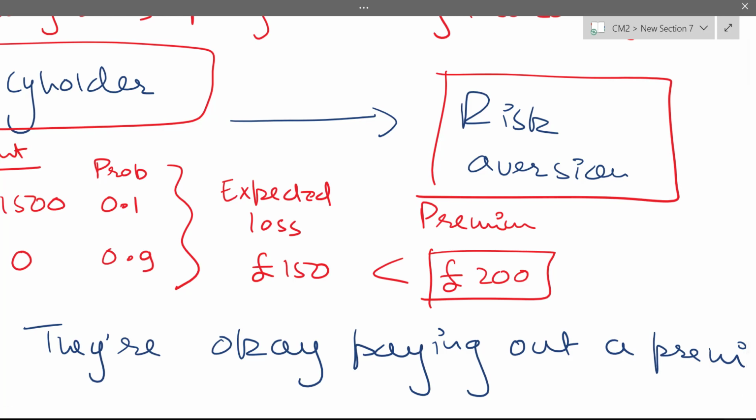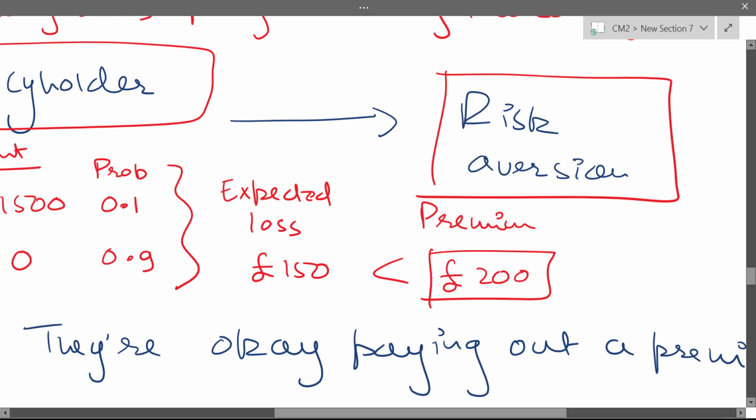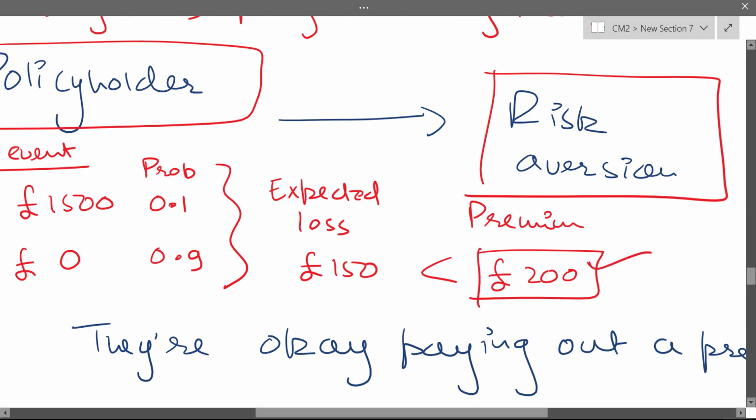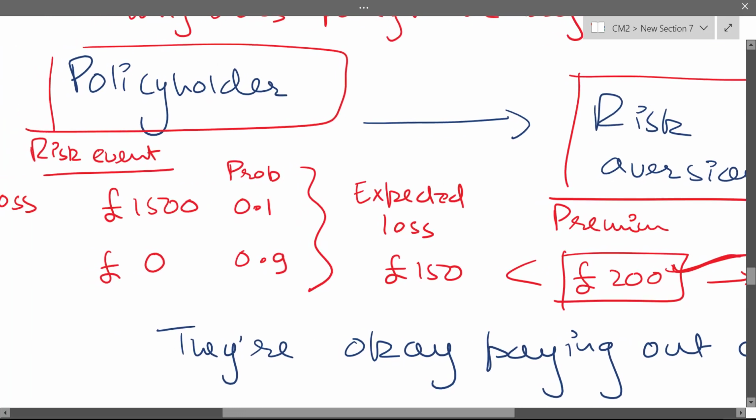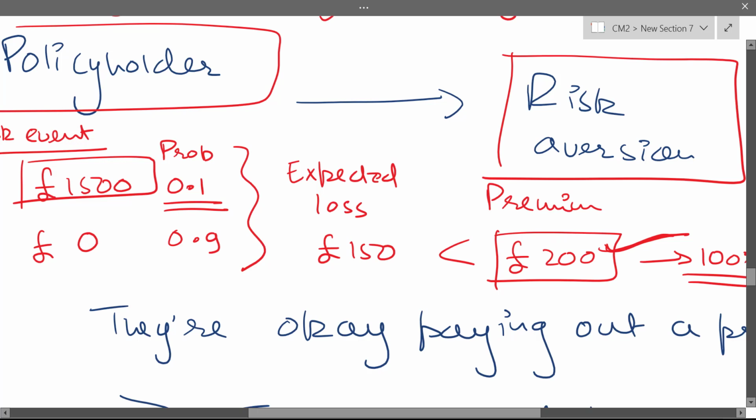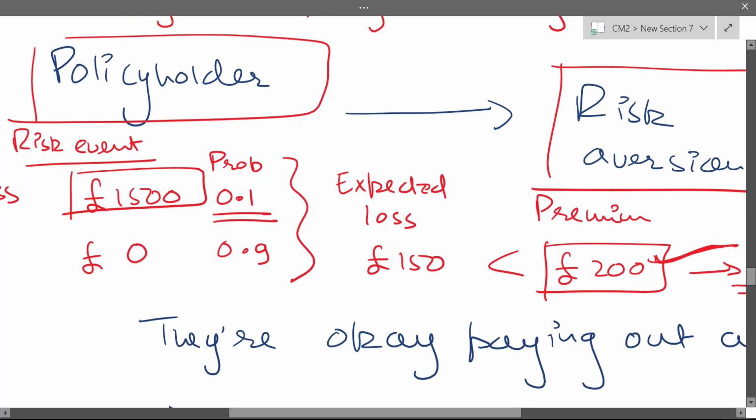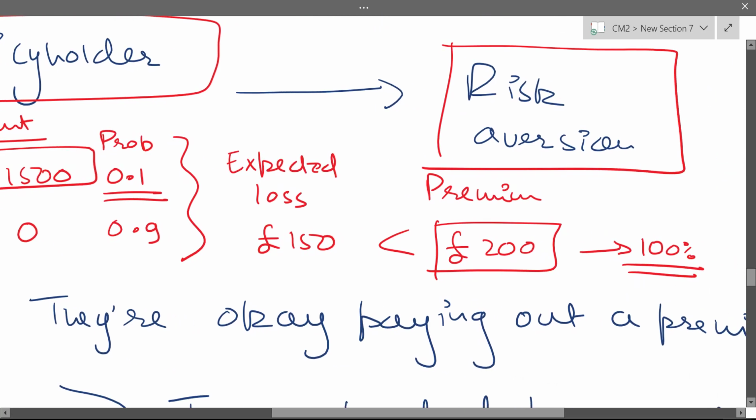What this means is that they are okay incurring this loss of 200 pounds with a 100% probability. The probability of this would become 100% once they pay the premium, rather than incur such a big loss of 1500 pounds with 10% probability. So they are so afraid of this loss of 1500 occurring that they are okay avoiding this and paying a premium and incurring a loss of 200 pounds with a certainty. This is sort of a certainty equivalent notion.